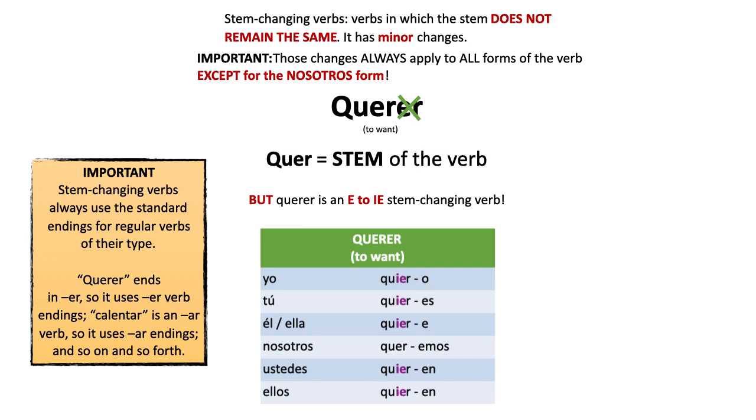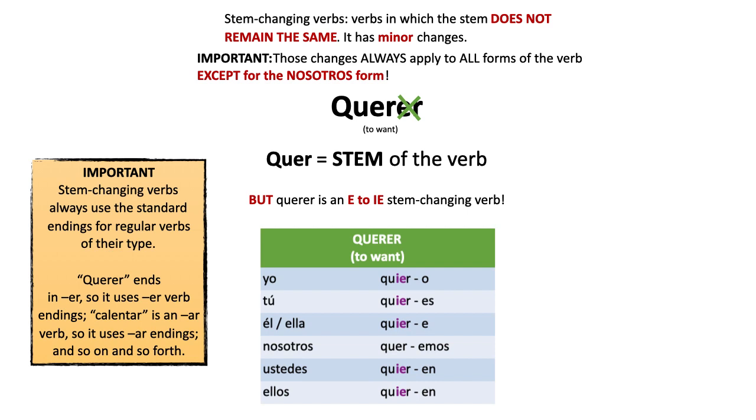So how do I conjugate this? Well, let's do the yo form, right? Calentar, right? I get rid of the AR, so I'm left with calent, right? Then I add the ending for AR, for yo, which is an O, right? Calento. But the E changes to IE. I still need to do that. So yo caliento. Not yo calento, but yo caliento. I heat up, right?